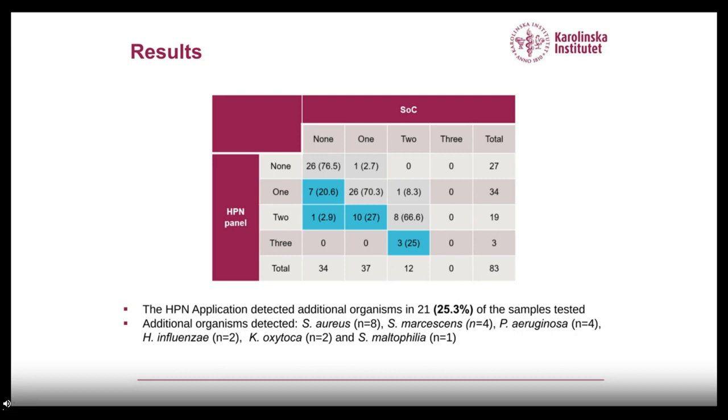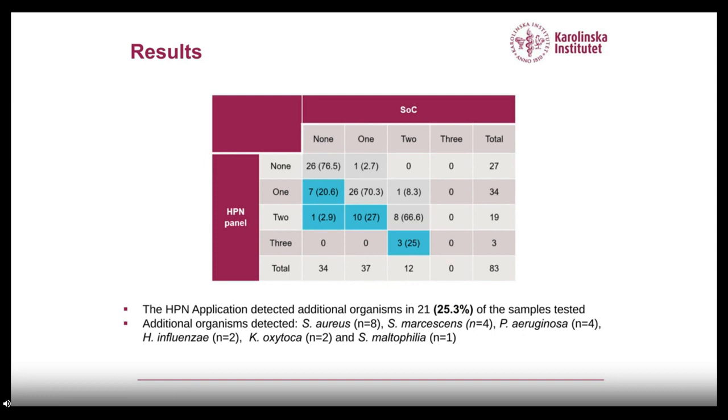So this is also some overview of the additional microorganisms detected with Univero. In 8 cases, Staph aureus. In 4 cases, Serratia. In 4 cases, Pseudomonas. 2 cases of Haemophilus influenzae. 2 cases of Klebsiella oxytoca, and 1 case of Stenotrophomonas maltophilia, which is also included in the panel and is obviously important to detect because it is intrinsically resistant against so many of the regular treatment alternatives.